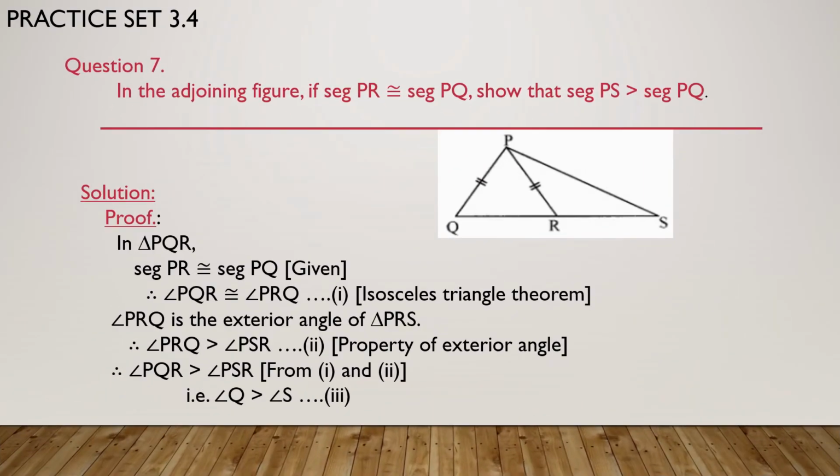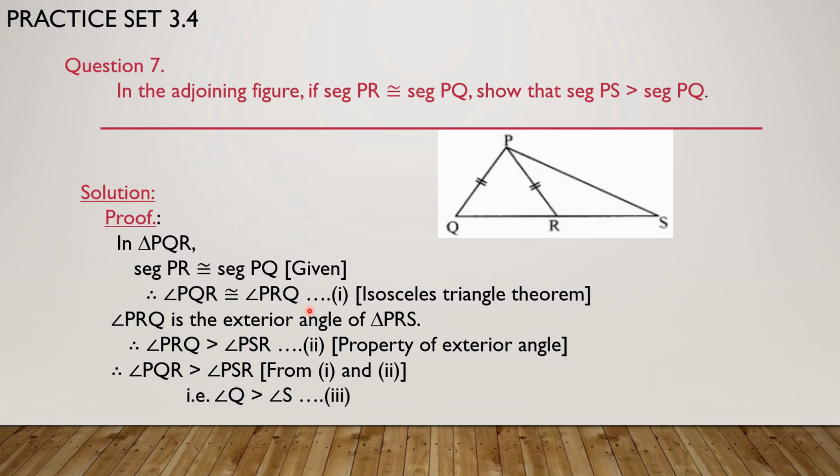Question number 7. In the adjoining figure, if segment PR congruent to segment PQ, show that segment PS greater than segment PQ. Figure is already given. In solution, in triangle PQR, segment PR congruent to segment PQ. That is already given. That means the triangle PQR is an isosceles triangle, and therefore angle PQR congruent to angle PRQ by isosceles triangle theorem. That is the equation number 1.